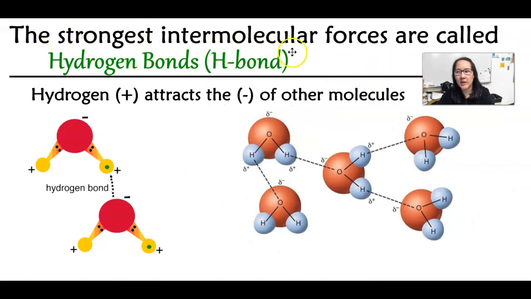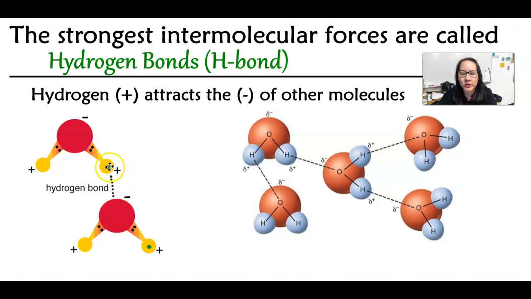The strongest intermolecular forces are called hydrogen bonds. There's more than one, but this is the only one we're going to focus on. So hydrogen bonds, or hydrogen bonding, is when the hydrogen of one molecule is attracted to the negative of a neighboring molecule. And this only happens with nitrogen, oxygen, and fluorine, but you only need to worry about water.